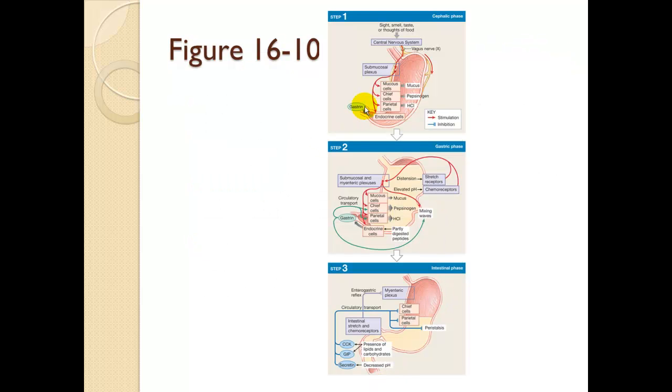And this is figure 6.10 in your book. Sight, smell, and taste reach the central nervous system, and all of this is preparing to fire up. So mucous cells, chief cells, and parietal cells are stimulated. And step 2 is the gastric phase, where we get distension and elevated pH from the secretion of the chief cells and parietal cells, and gastrin is released.